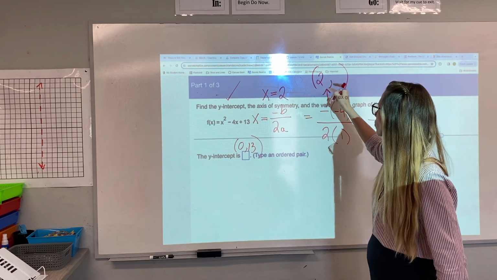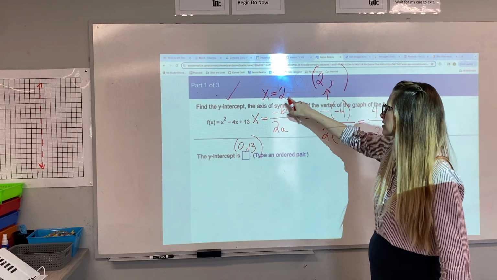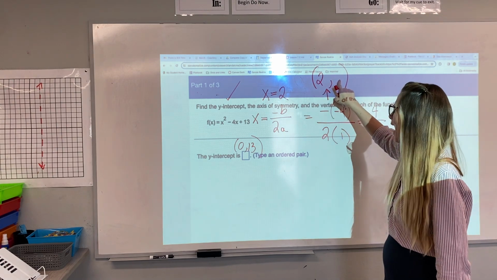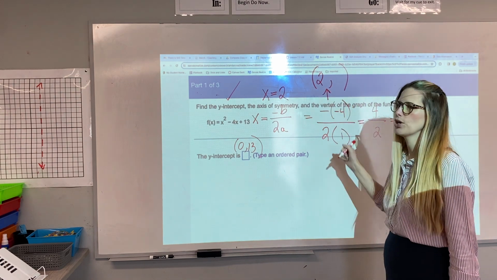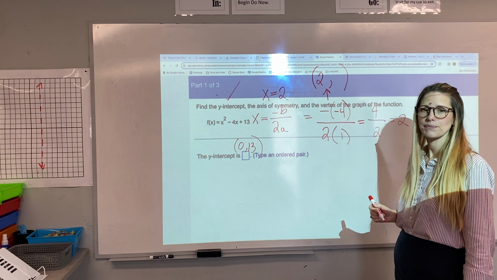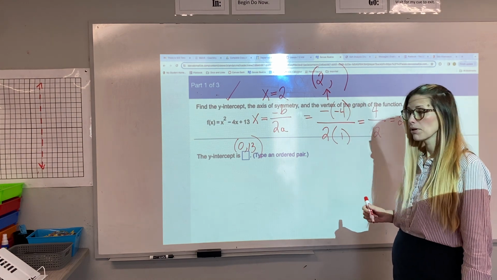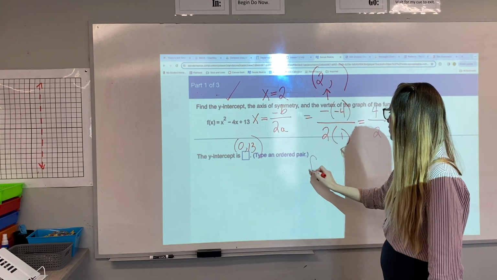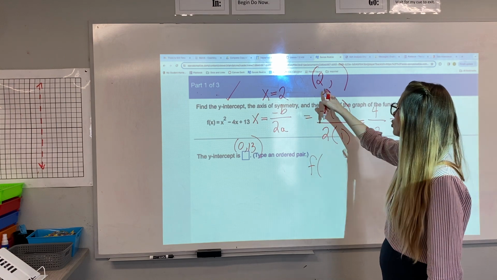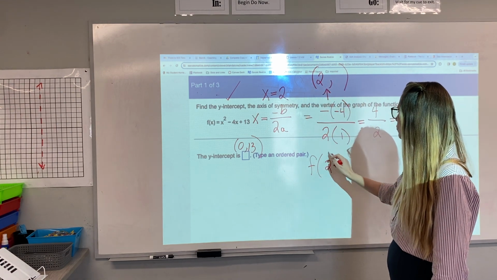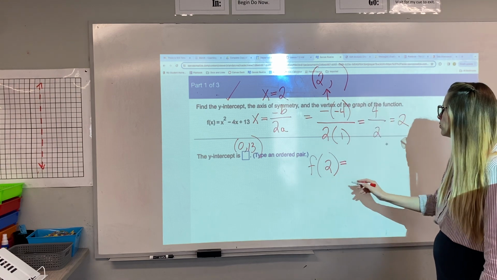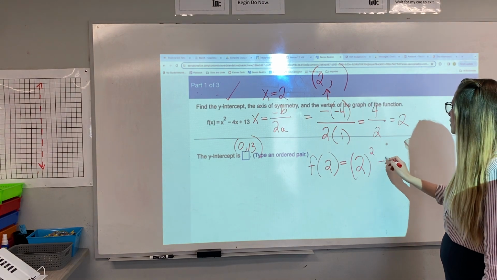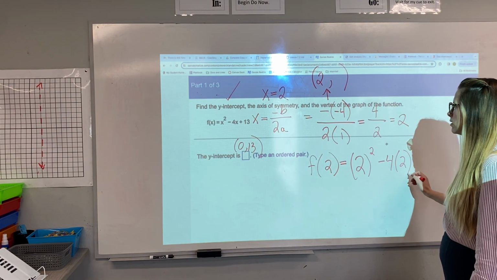Yes, the x value, or the x coordinate, of the vertex is your axis of symmetry, which is 2. Now we need the y, also known as the output, for when a 2 gets put in. How do we solve that? Plug it in. Very good. So if I have the function of x, 2 is going to be my x value for this function. I'm going to put in a 2, and I'm going to get 2 squared minus 4 times 2 plus 13.